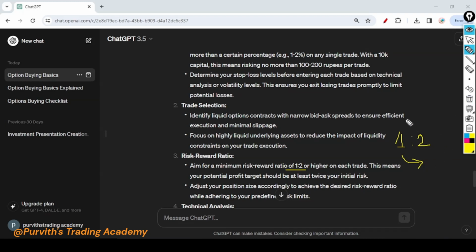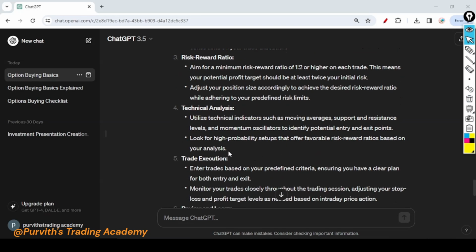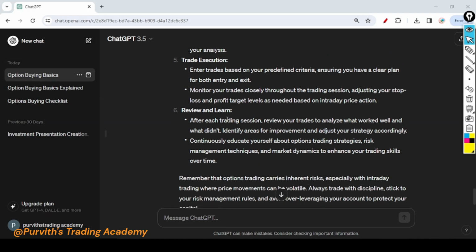Most of the retail buyers or option buyers, they will not maintain this risk reward. Because of that, most of the retailers will be thrown out of the market because of naked option buying without proper risk reward. Then after that, technical analysis, execution part, review and learn part, we will go to select.